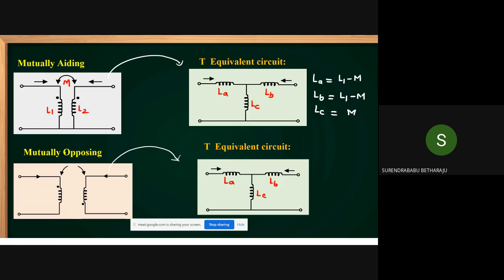And is this aiding or opposing? Mutually opposing, because the dots are placed at dissimilar terminals. Then in this case, just replace M by minus M. In mutually opposing, replace M by minus M. Then if you replace M by minus M, what is LA? L1 minus of minus is plus, L1 plus M. What is LB? It is equal to L2 plus M. It's L2, not L1.